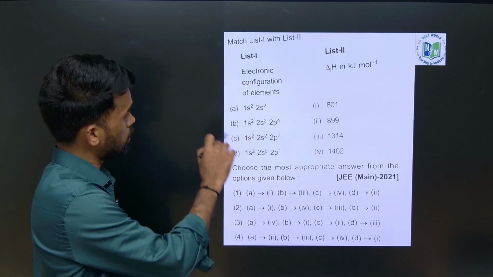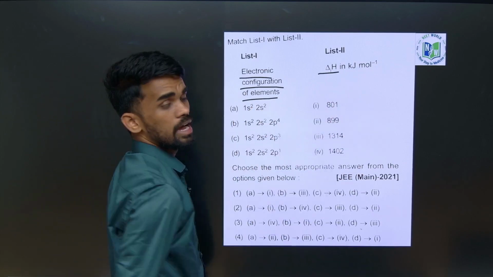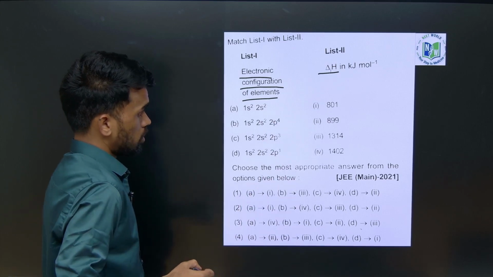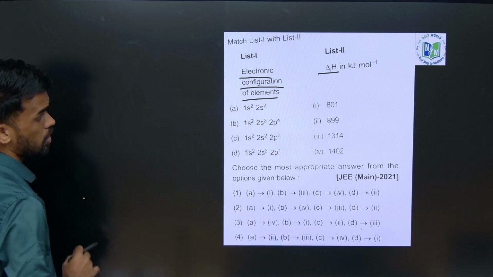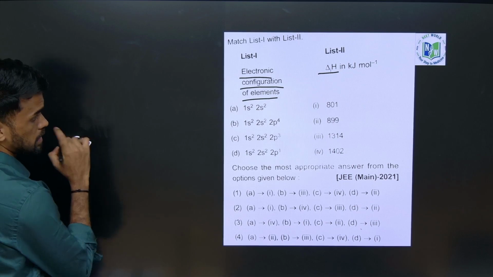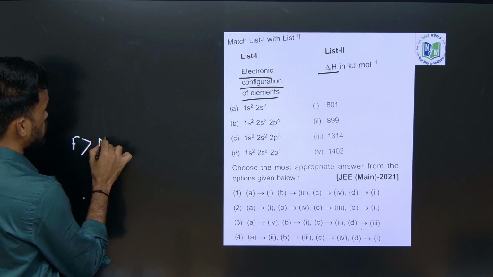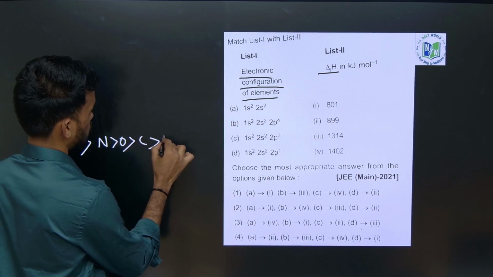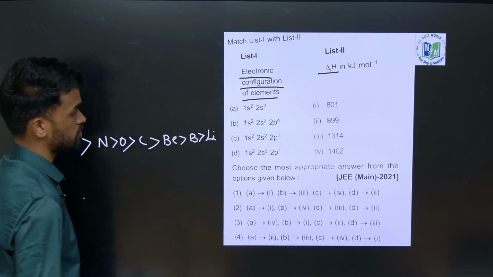Okay. Now match this. The electronic configurations of elements are given and their enthalpy values are given. Just match them. We know the order we have discussed: fluorine, then nitrogen, oxygen, then carbon, beryllium, boron and lithium. Like this we discussed.